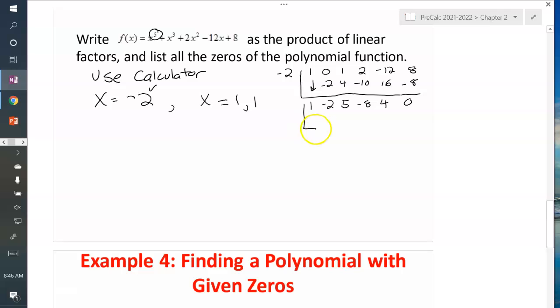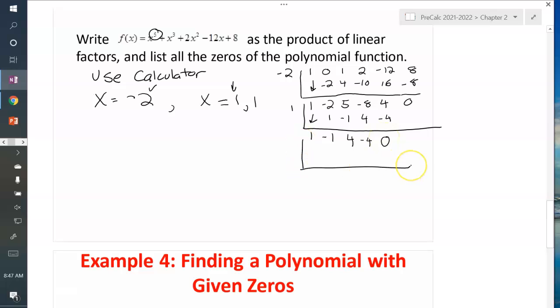This is where that technique I showed you, where you can just stack your synthetic division as you go, comes in really handy. All right, now I'm doing this one. Bring down 1. 1 times 1 is 1. Add, I get a -1. -1 times 1 is -1. Add, I get 4. 4 times 1 is 4. Add, I get a -4. -4 times 1 is -4. Add, I get a 0. All right, that one's done.